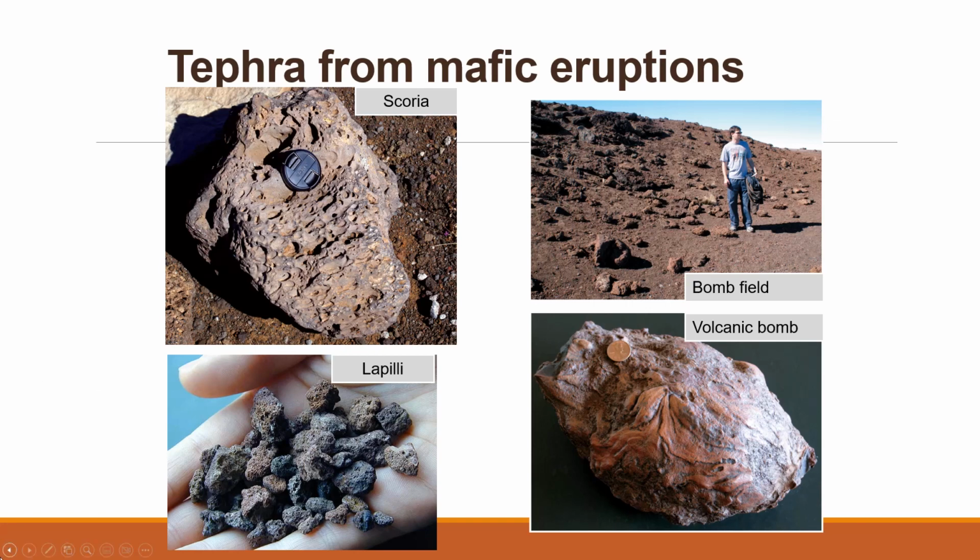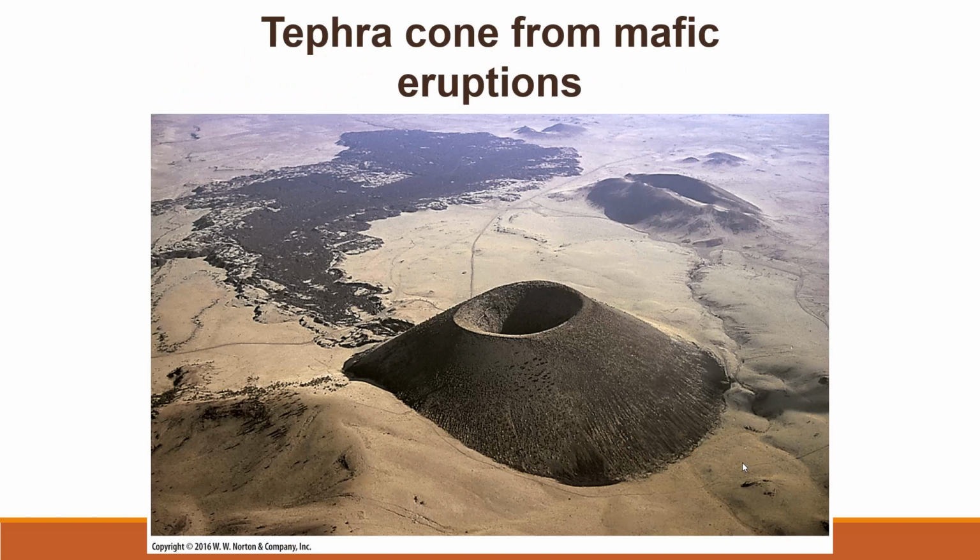So here's an example of a volcanic bomb. The smooth texture shows us this was partially molten as it was flying through the air. The shape also indicates that it was cooling as it was flying through the air. When these pile up, we make a cinder cone. So this is an example of a cinder cone.